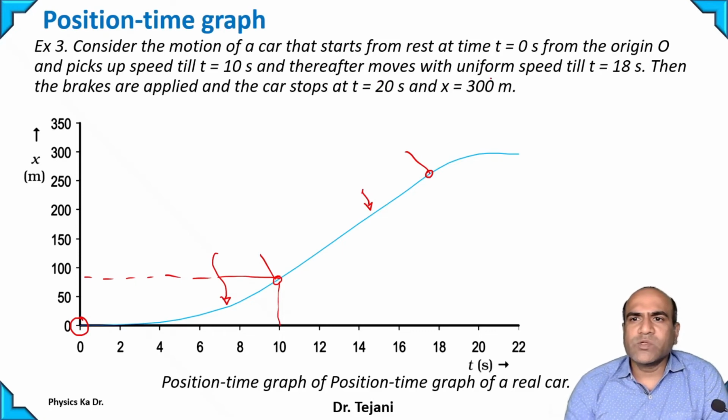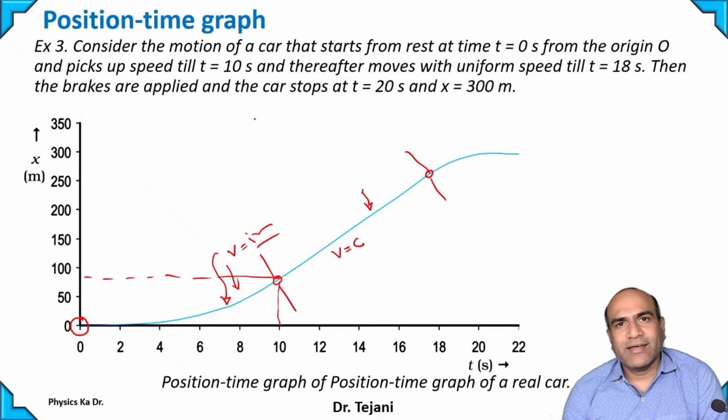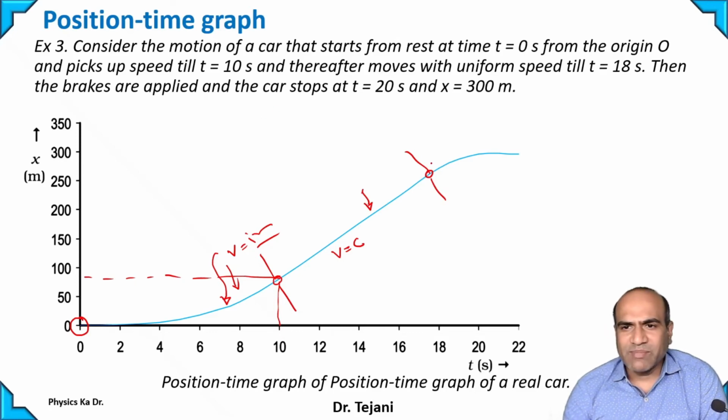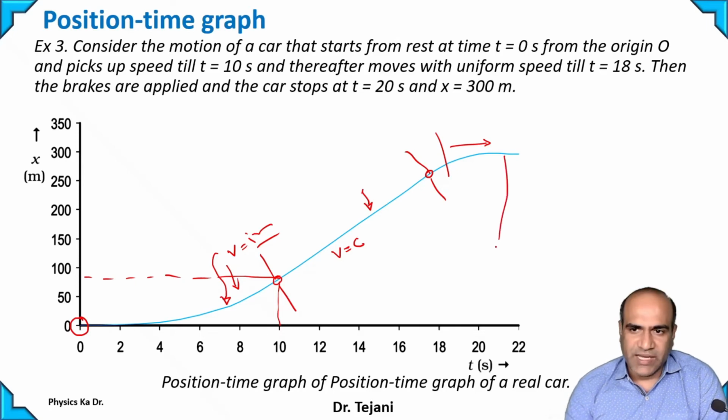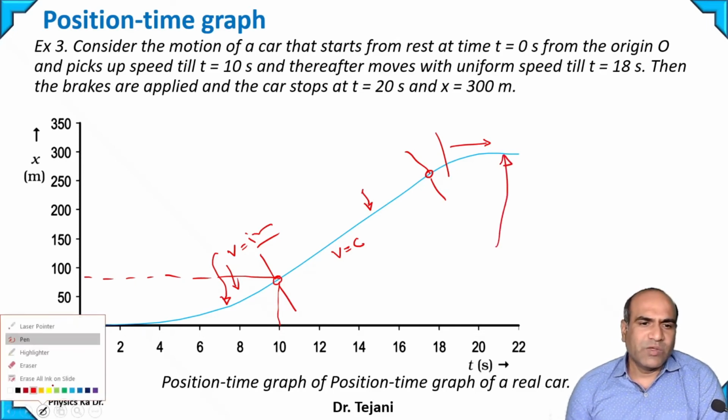Thereafter it moves with uniform speed. So this region gives uniform speed. Velocity is constant here. Velocity increases. Then the brakes are applied and the car stops. So the brake is applied somewhere and there the car stops. Whatever position it is at, it maintains that position.